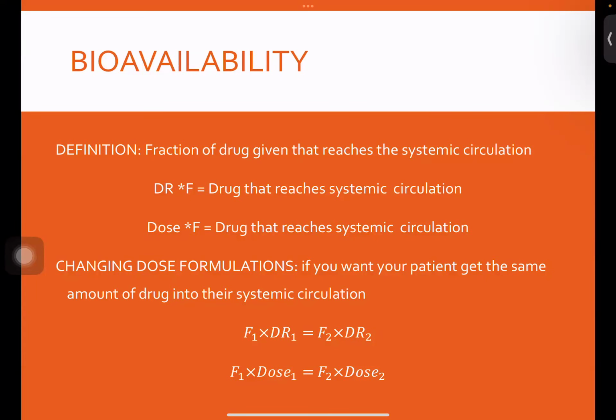Right, it dissolves. I think of the stomach as kind of a rock tumbler. It's moving things around, squirting some acid on it, and trying to break it down. So it has to make it through the stomach, but that's not where the drug gets absorbed, right?